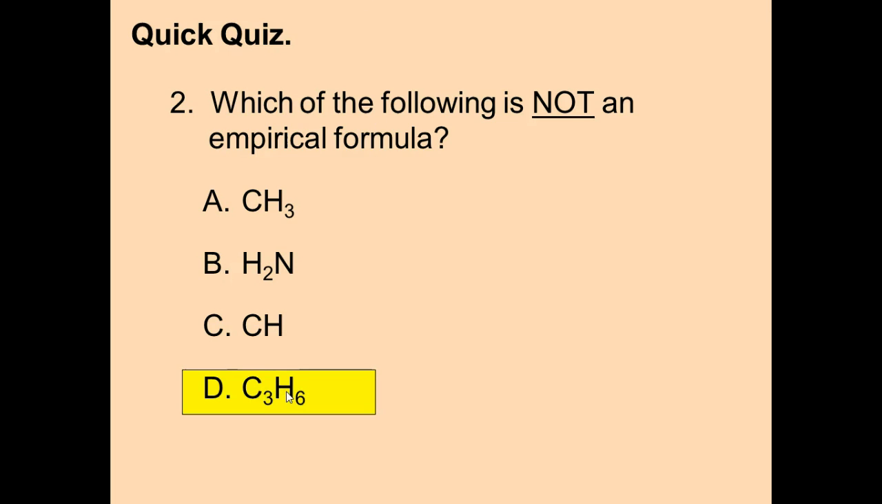But quick question, what is the empirical formula if it's C₃H₆? Well, if you said CH₂, you are correct, because if you divide 3 and 6 by the greatest common factor, which is 3, then 3 divided by 3 is 1, and 6 divided by 3 is 2, so it would be 1 carbon and 2 hydrogen. And so that is it for today.